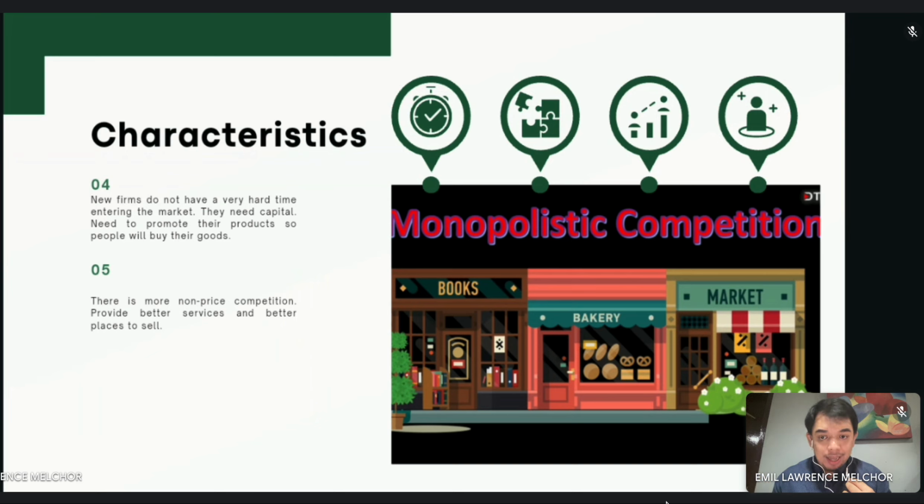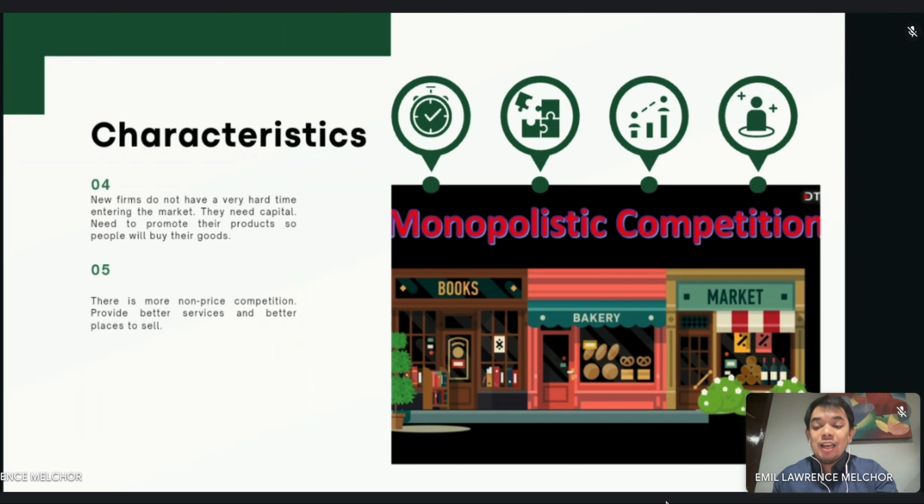They need capital. They need to promote their products so people will buy their goods. So in this case, it is not so feasible to enter this kind of market, but all you need again is capital and to promote your product so people will buy your products. Last is that there's more non-price competition, providing better services and better places to sell. So here you are objectively maintaining non-price competition. Either way, you have to improve your services so people will likely enter your business. The main goal is you have to know how to achieve your strategy.